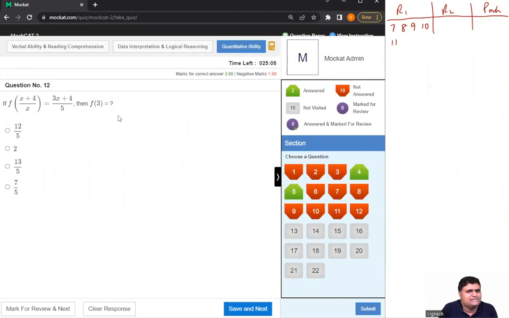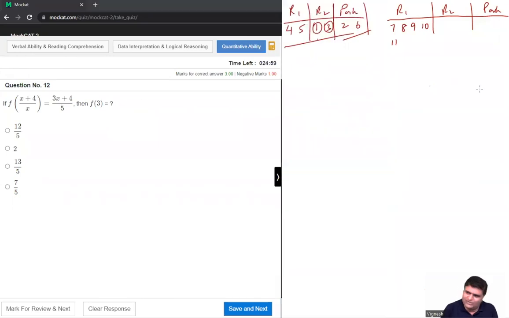x plus 4 by x is equal to 3. So this bit we just equate to 3, the input, and we find the x value. Let's just do one right away. This one, the 12th one. Tell me, what do we do? x plus 4 by x equals 3. Then 3x, 2x equals 4, and x equals 2. Then give the 2 there.